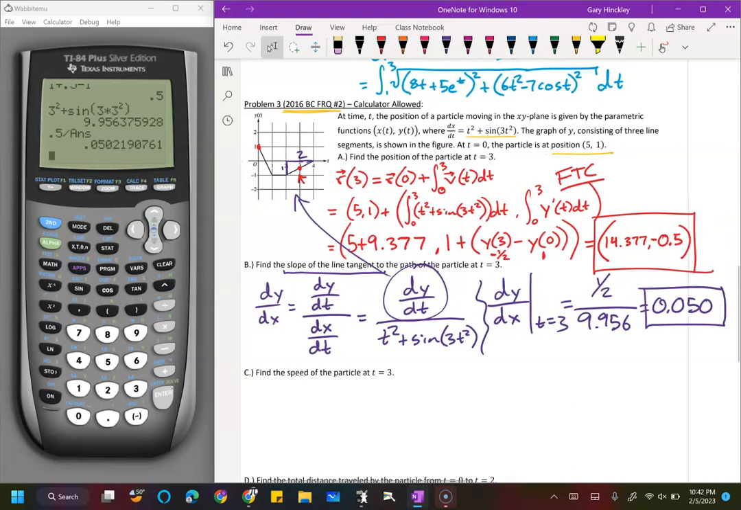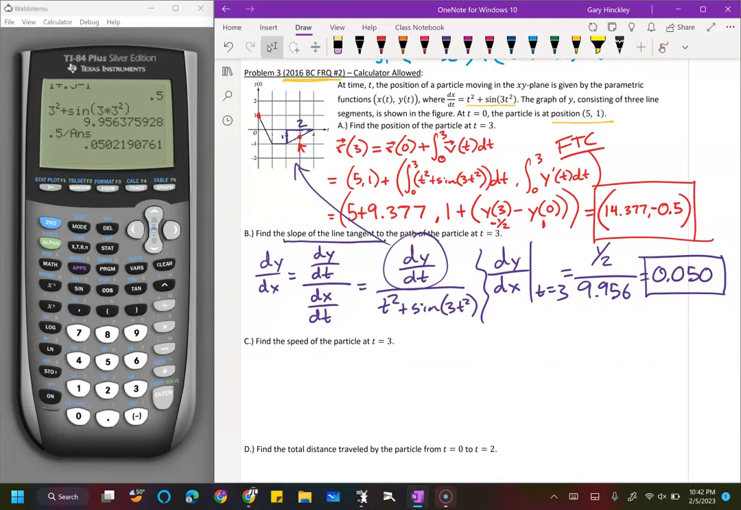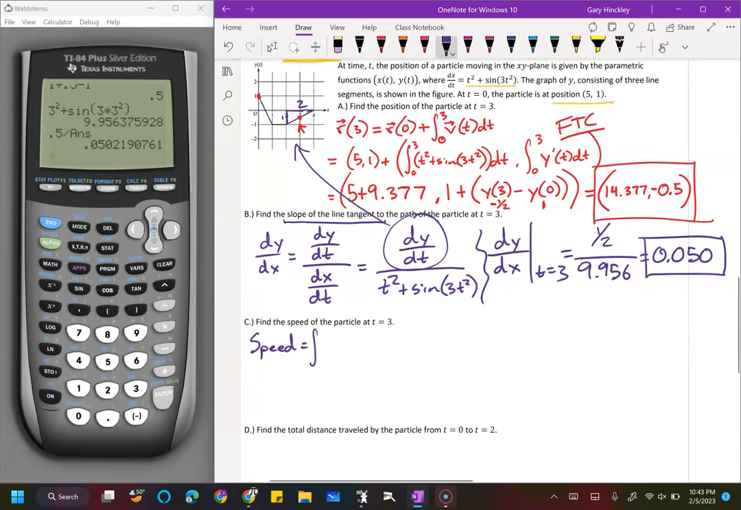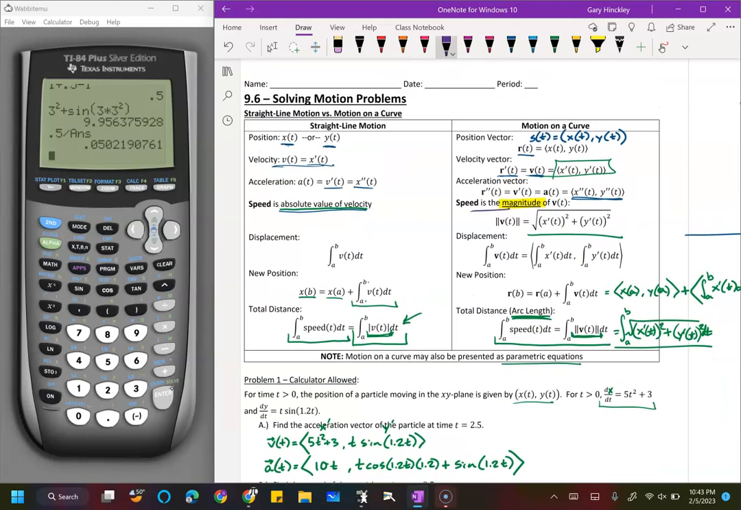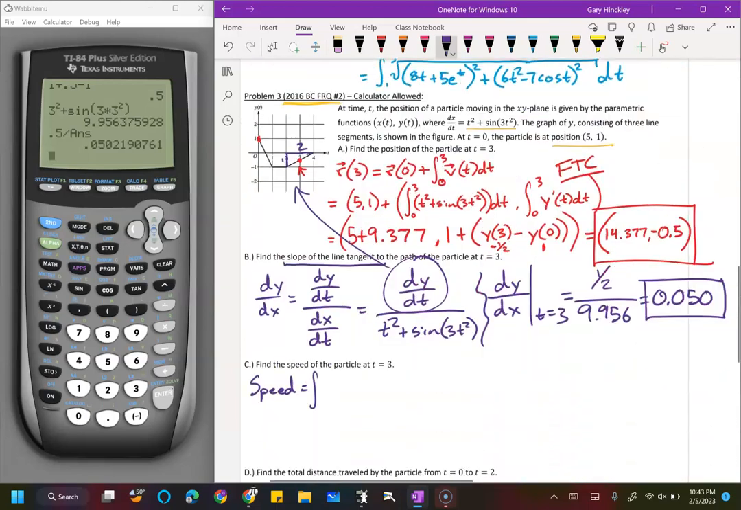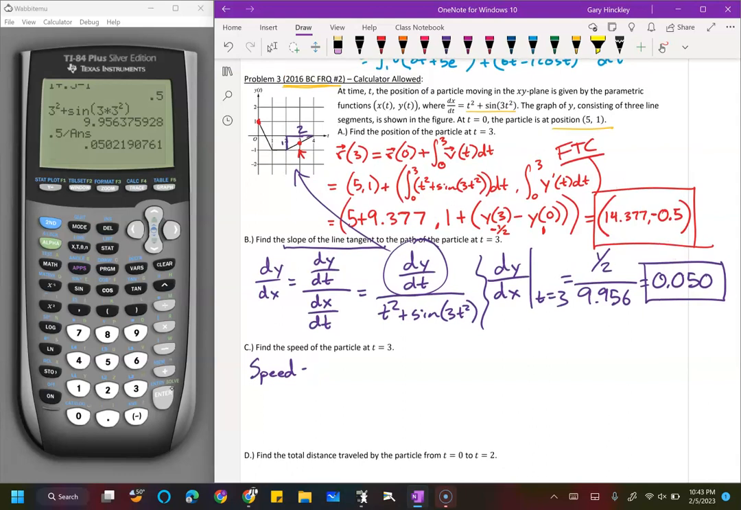All right. Now we want to know the speed of the particle at t equals 3. So remember, speed is going to be the integral from... Oh, never mind. I was about to do total distance. Go back up here. Speed is the magnitude. So I was about to throw it into the total distance. I don't need that. So that's just going to be the magnitude of our velocity vector at 3.